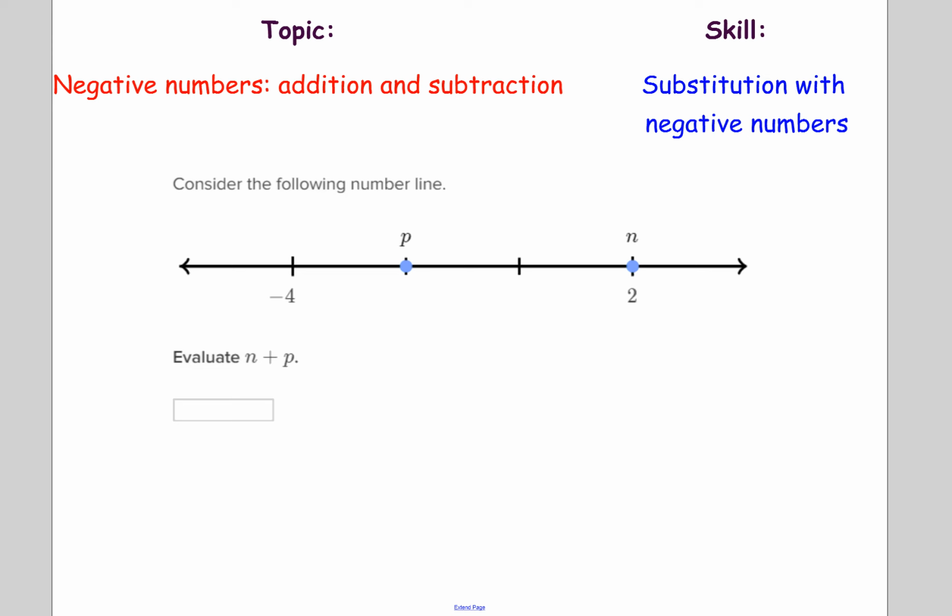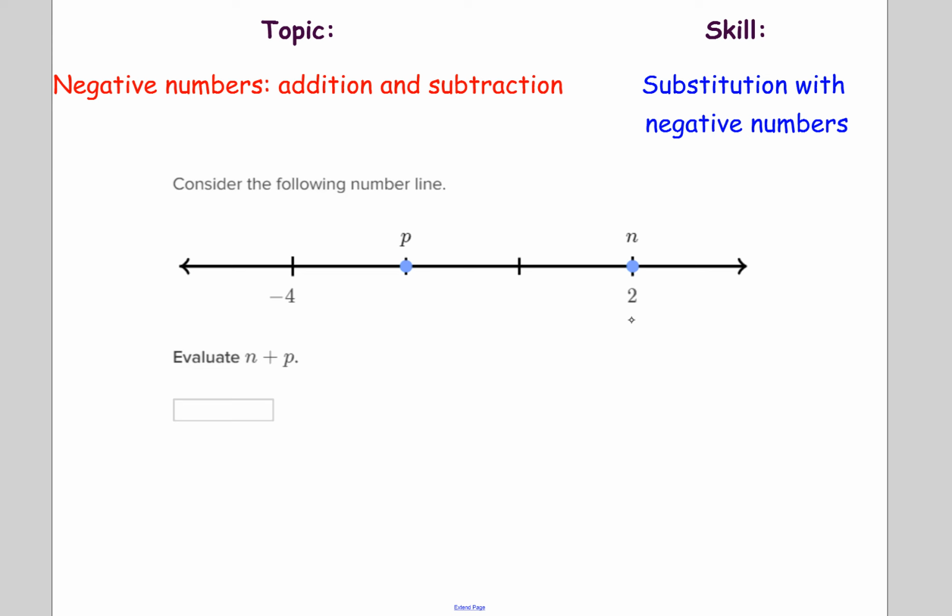All right. Consider the following number line. So we have this number line. N is clearly 2. P we don't know, but we know that this is negative 4. So does counting by 1 make sense? So if this was 2, count by 1, this would be 1, 0, negative 1. Nope, that doesn't make sense.